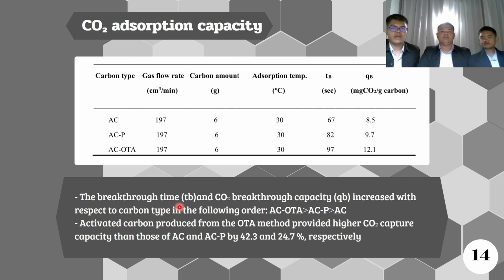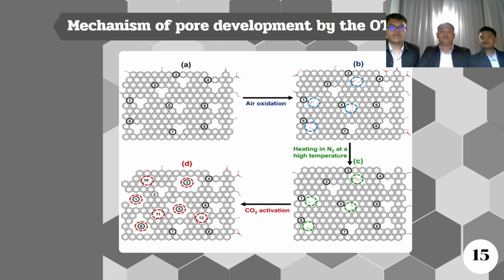Activated carbon produced from the OTA method provides higher CO₂ capture capacity than those of AC and ACP by 42.3 and 24.7% respectively. The mechanism to enhance CO₂ adsorption in activated carbon prepared by the OTA method, AC OTA, is shown in the figure. First step, air oxidation creates functional groups. Second step, heating of oxidized carbon will result in bond disruption of the functional groups, thus giving rise to the increased reactivity of micropores. Finally, the reactivation step creates new mesopores by the enlargement of original micropores as well as the formation of new micropores.